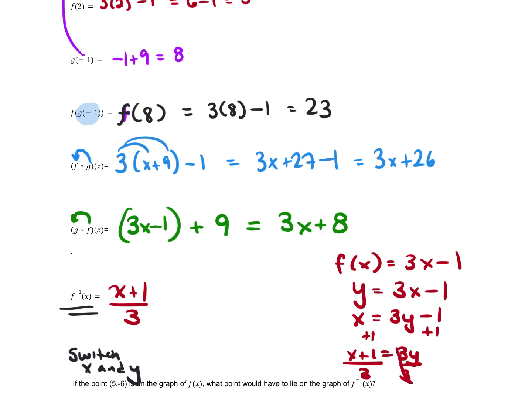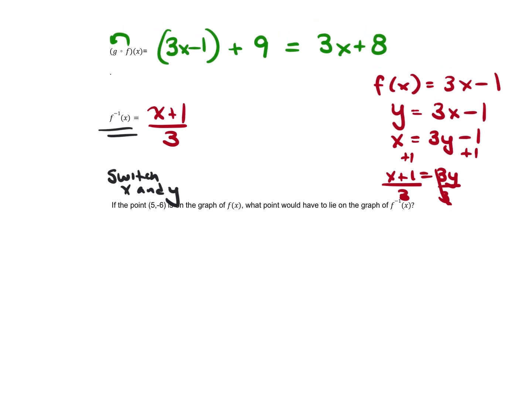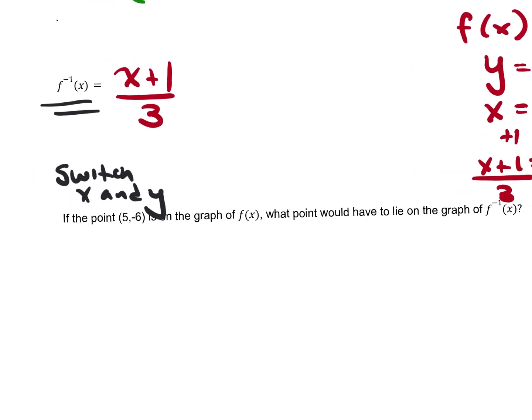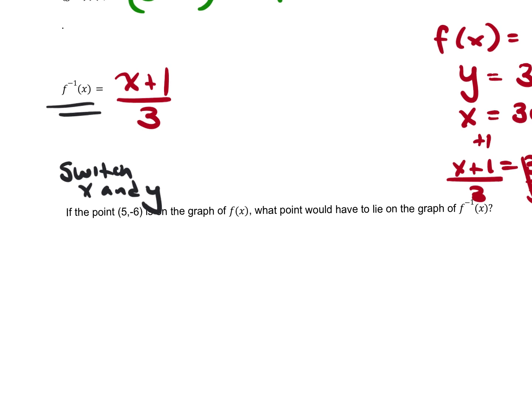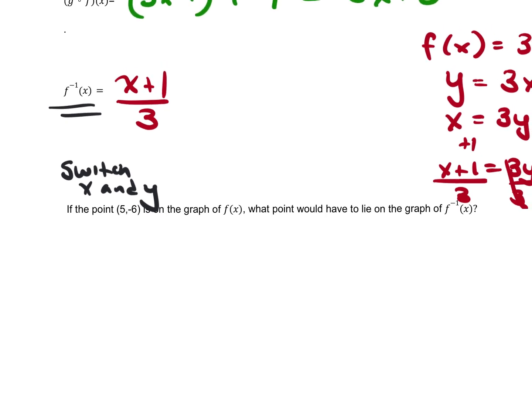Now this last one is very similar. It says, if the point 5, negative 6 is on the graph of f of x, what will put you on the point of f inverse? Very simple, because remember, we said if you have a point on the function, then on the inverse, you just switch the x and y.